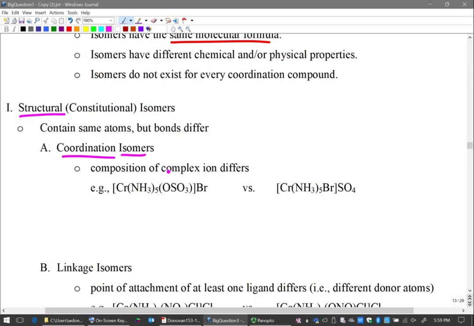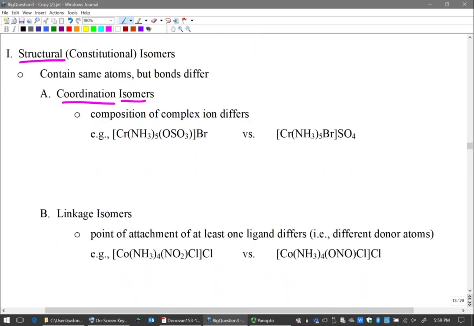Coordination isomers involve a difference in the composition of the complex ion. What's usually involved in coordination isomers is a ligand and a counterion trade places. So looking at the first formula here in this example, we have [Cr(NH3)5OSO3], close bracket. Okay, so everything inside the bracket is part of the complex ion. Outside the bracket, we have bromide ion.